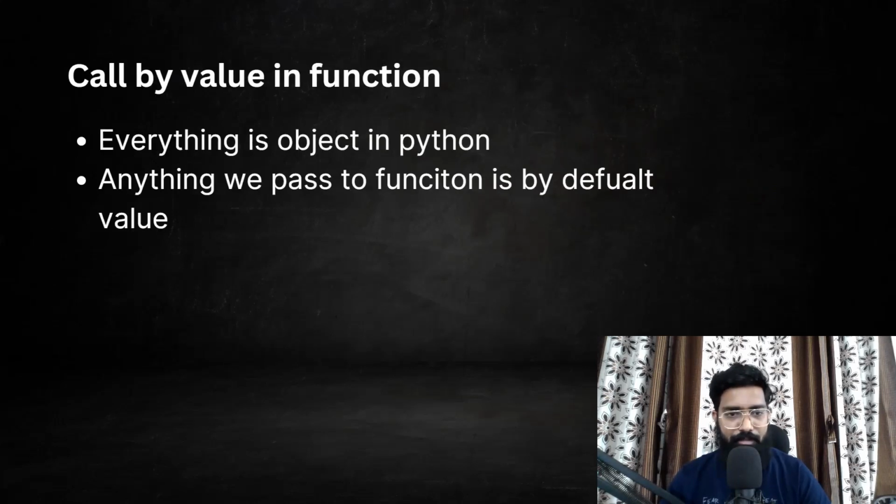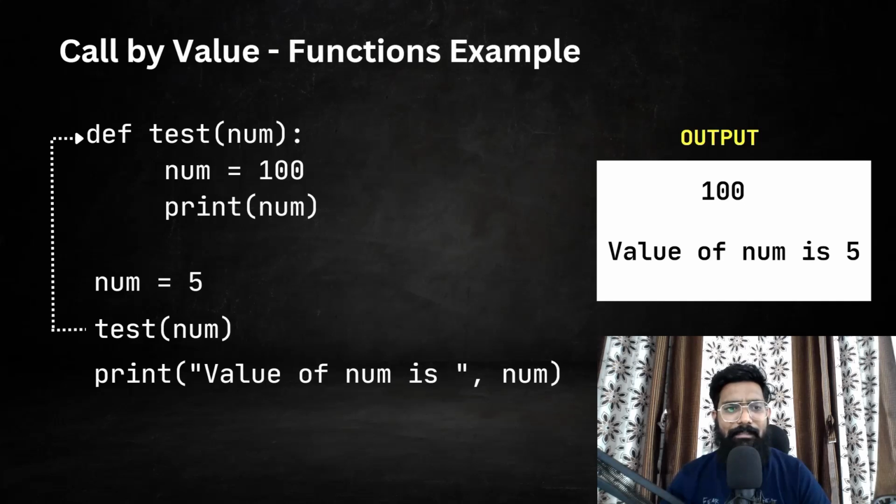Call by value in a function. In Python, everything is an object, even whenever we are passing an object or a value. Let's see call by value in detail. I am having a function named test which is accepting num. In the function body, I am initializing num as 100 and printing num, which means it will print 100 as soon as I am calling it.